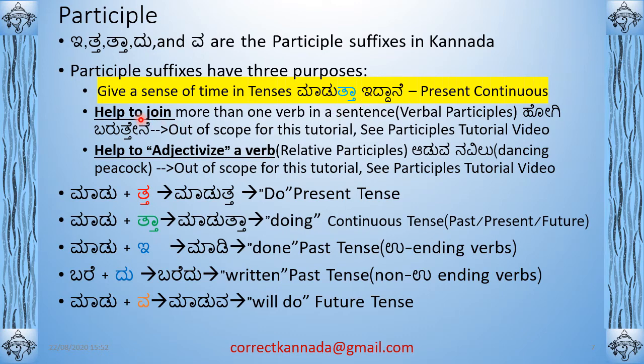The second and third things about participles are two subjects that we cannot cover in this video completely. We need a separate video for the remaining two. They help to join more than one verb in a sentence. For example, if you want to represent a sequence of actions, or two actions happening simultaneously, then you have to use participles. Similarly, participles are also used for adjectivizing a verb, meaning putting a verb in front of a noun, describing a noun based on the action that the noun is doing. That is also a function of the participles.